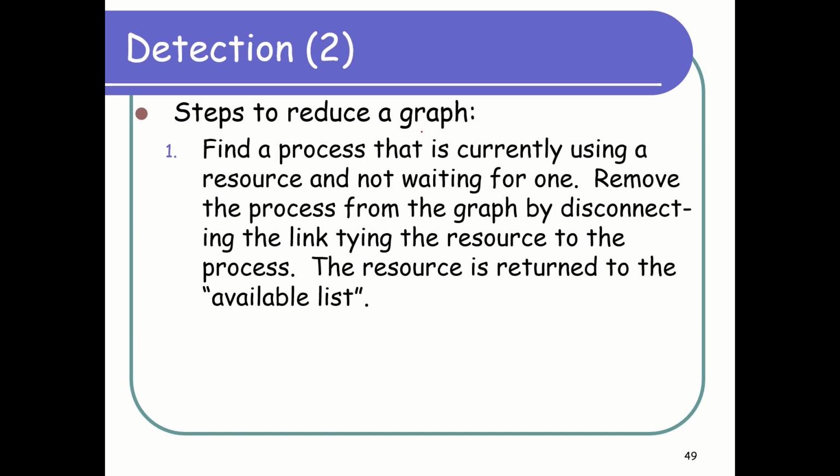Steps to reduce a graph. Step 1: find a process that is currently using a resource and not waiting for one. Remove the process from the graph by disconnecting the link tying the resource to the process. The resource is returned to the available list. Okay, we will go through an example later.